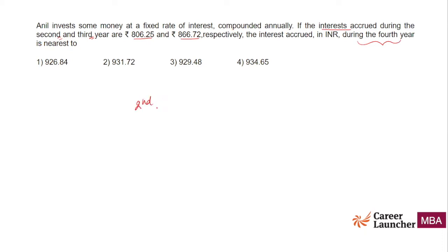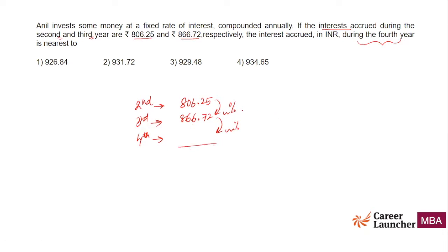Well, if not just second year, if any given year, if the interest is given to us, which is compound interest, and the next year interest is given to us, then the percentage change in the interest is the one that you will see further. So in the fourth year, the percentage change in the interest from 806 to 866 will be the one which will give you the fourth.